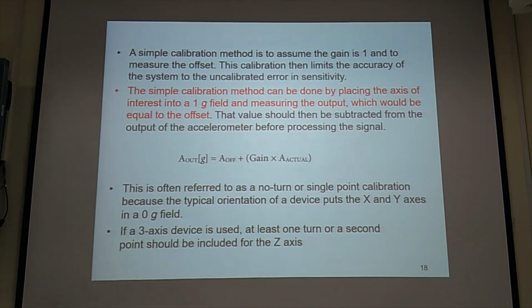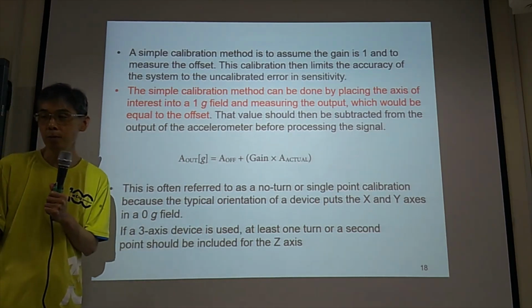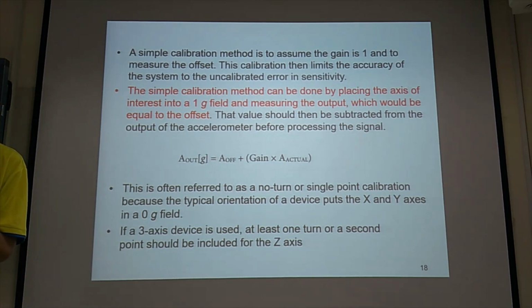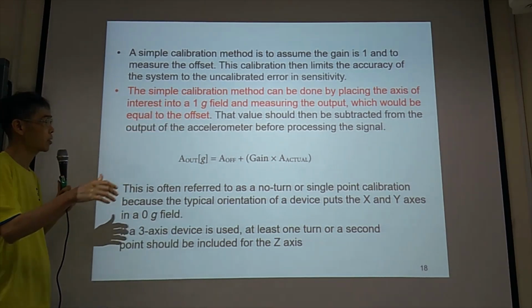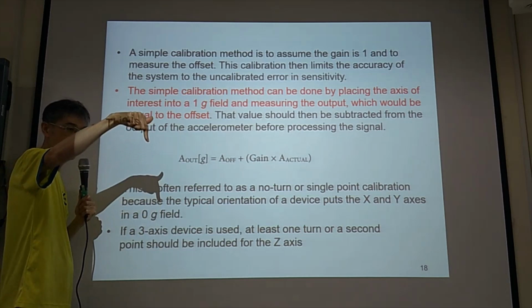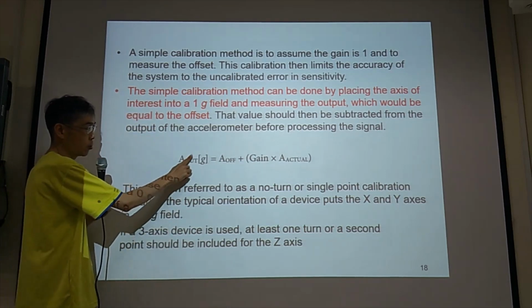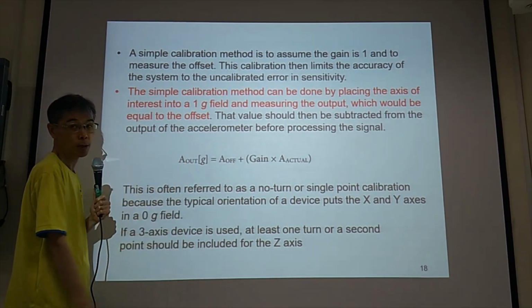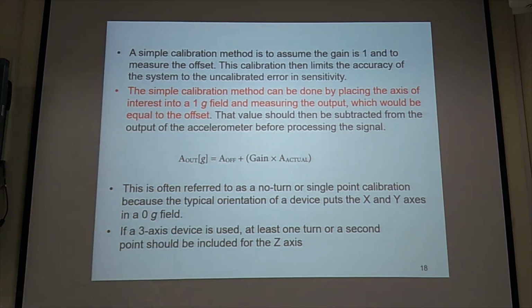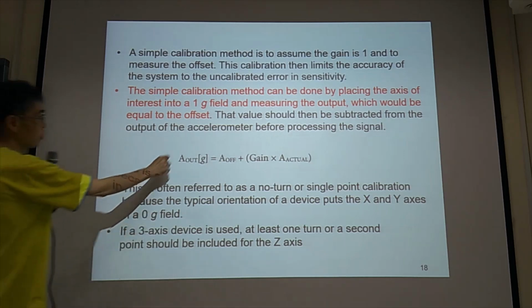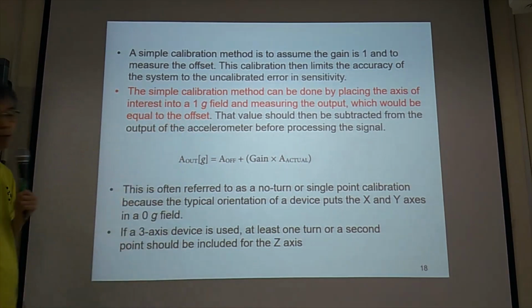Okay, we know gravity is 1G. So the simple calibration method is to put the axis along the 1G, and your result should be 1G. If your result is not 1G, then that's the offset. This is the simple calibration.